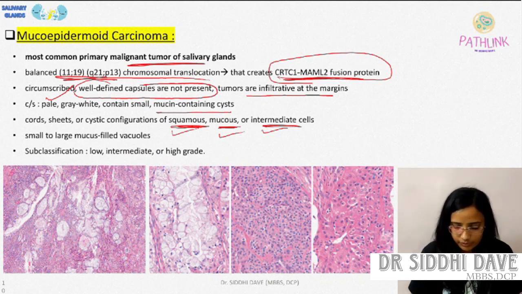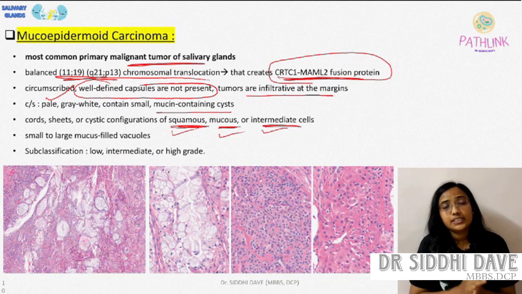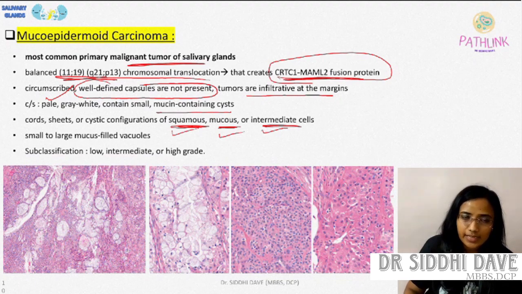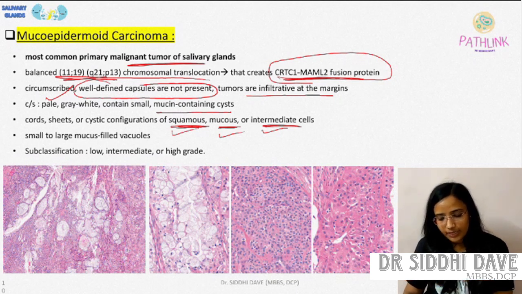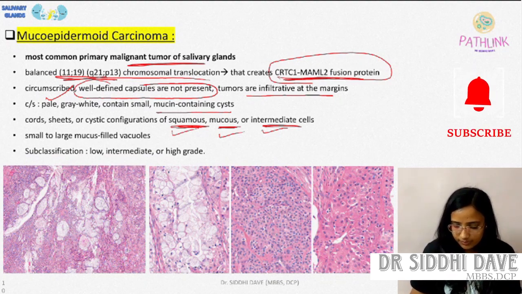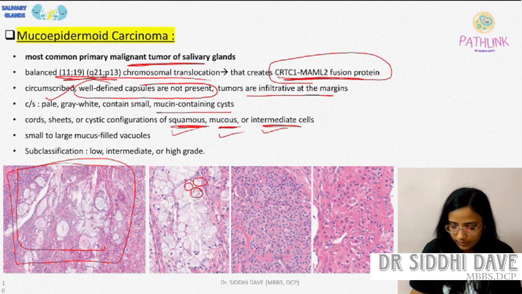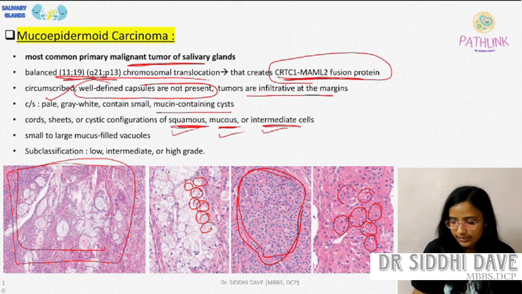There are small to large mucus-filled vacuoles, and this is the only tumor in the salivary gland having subclassification into grades. If you are a PG student and you get this case in your exam, you have to grade the mucoepidermoid carcinoma. This is a 4x picture of this tumor. You are seeing the mucus-filled cells here, these are our intermediate cells, and this is very beautiful squamoid differentiation, squamous cells here.